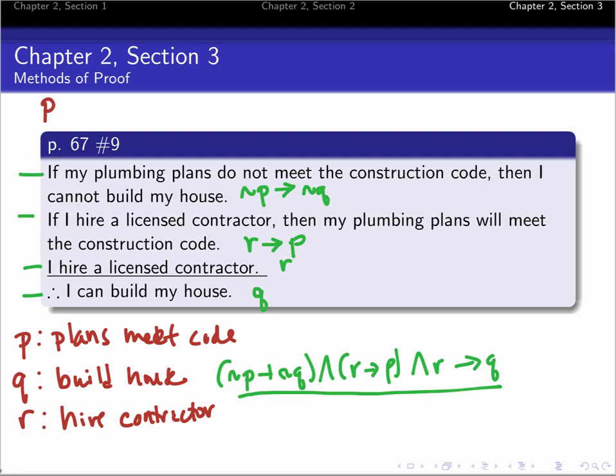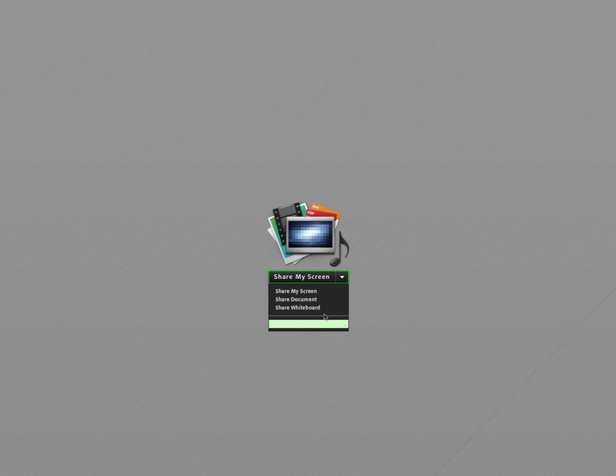Okay, I just had to write it down too because I want to go to another page to give me lots of space. All right, so I'm just going to write this out again. We had not P implies not Q, and R implies P, and R. And that whole thing implies Q.